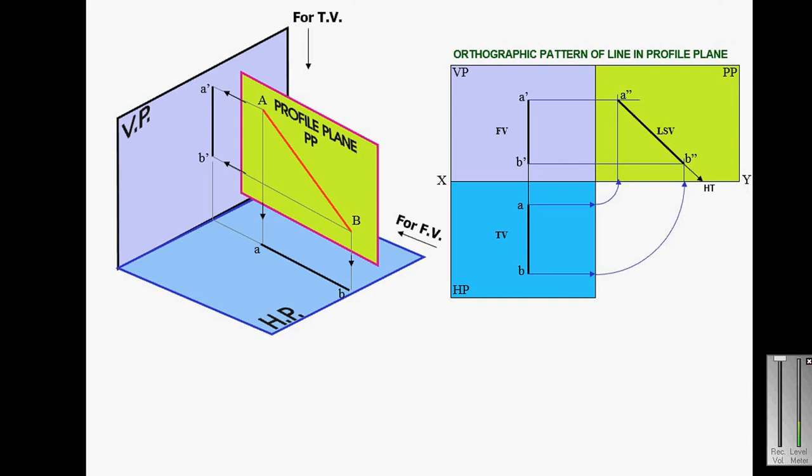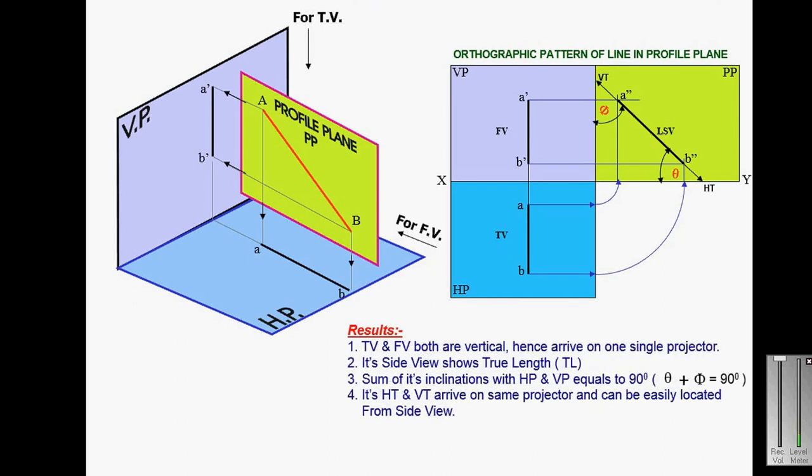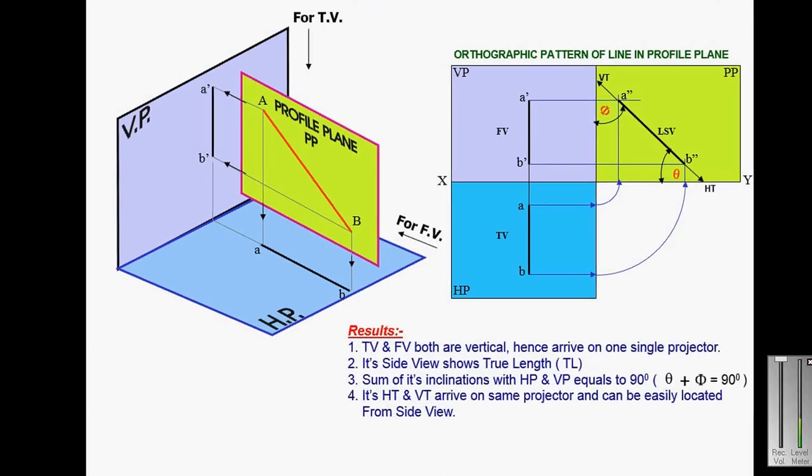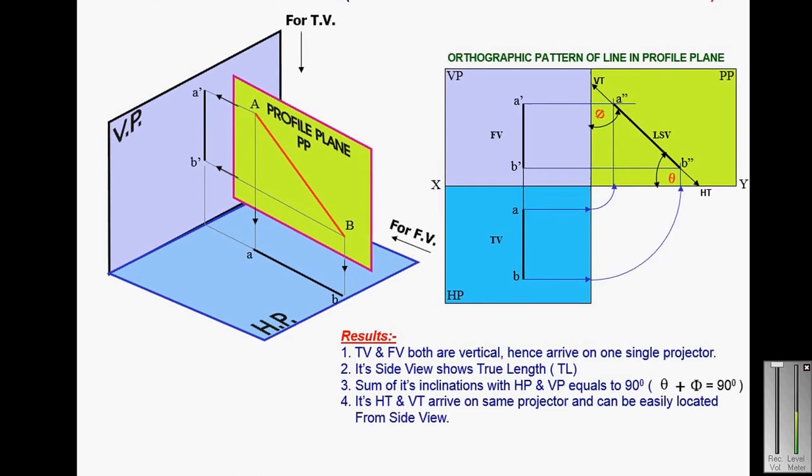When I extend the line, this is the horizontal trace, and this is the vertical trace, and the bottom angle is theta, and the top angle is phi. It will be very clear in the pictorial representation.